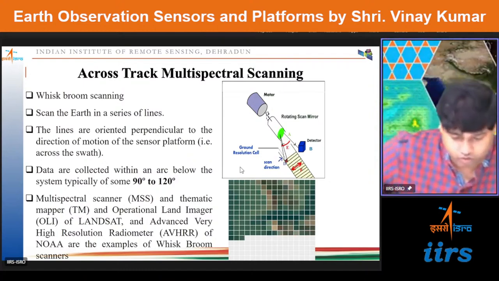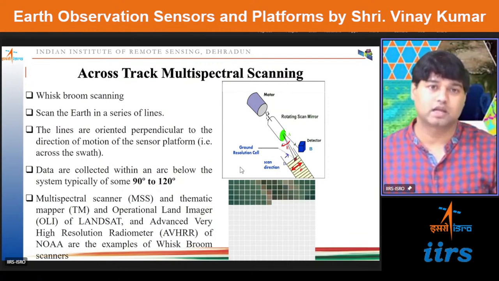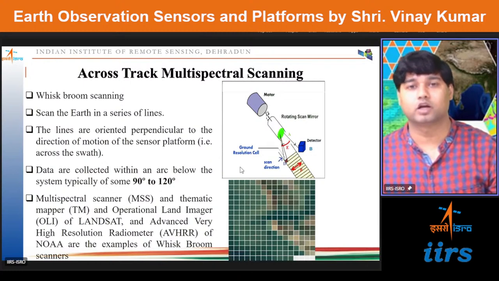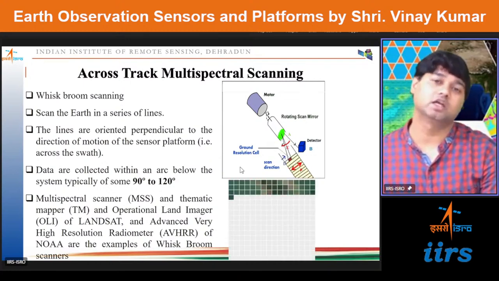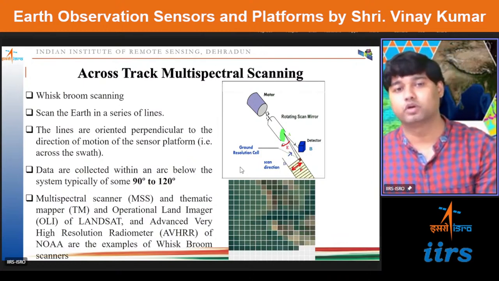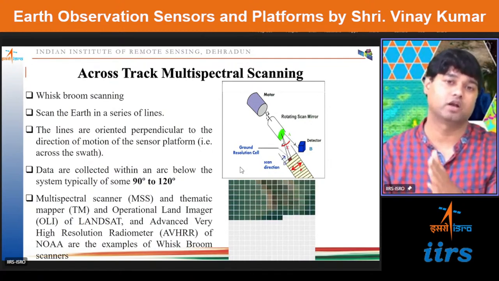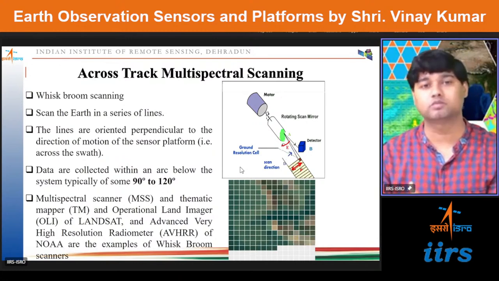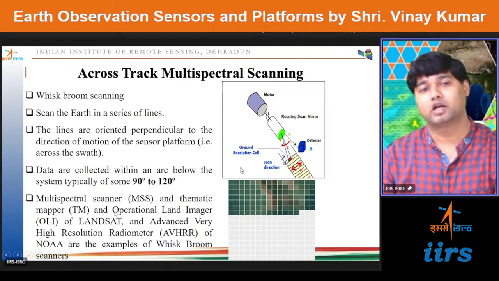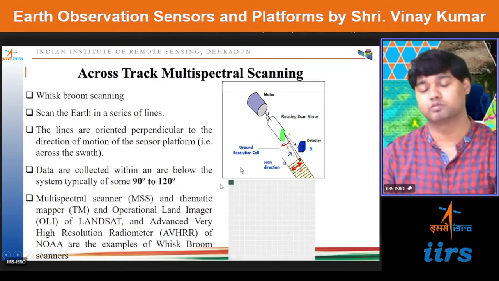Normally, when we use a multispectral scanner for different wavelength bands like blue, green, red, near infrared, there are single detectors in the whisk broom scanner: a single detector for blue, a single detector for green, a single detector for red, and a single detector for each of the other bands, meaning near infrared and short wave infrared. So for each band there will be a single detector. The multispectral scanner, thematic mapper and operational land imager of Landsat use this technology.